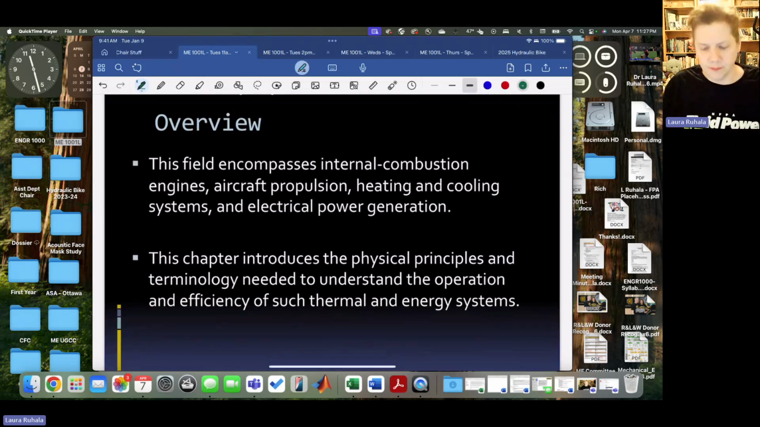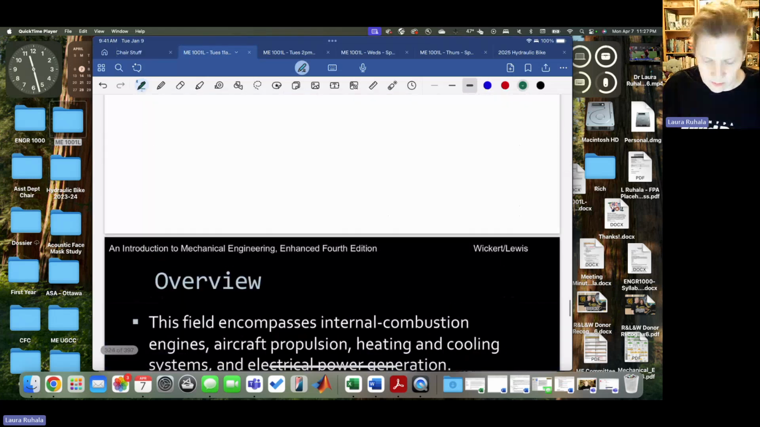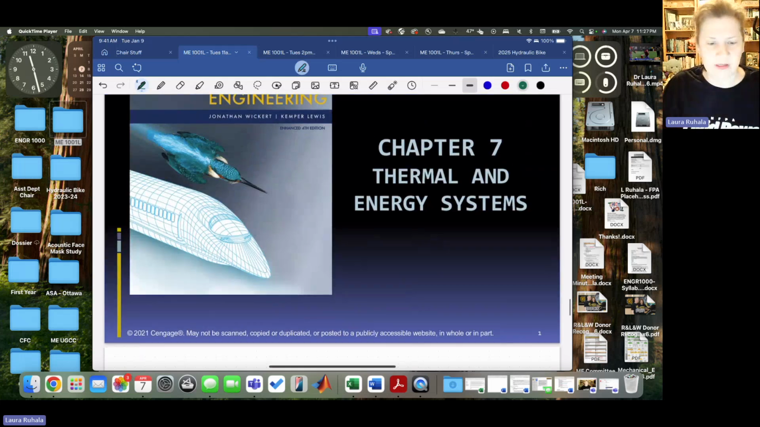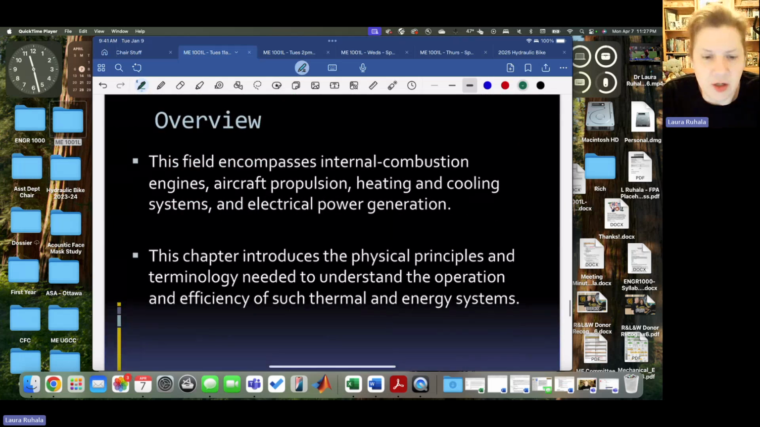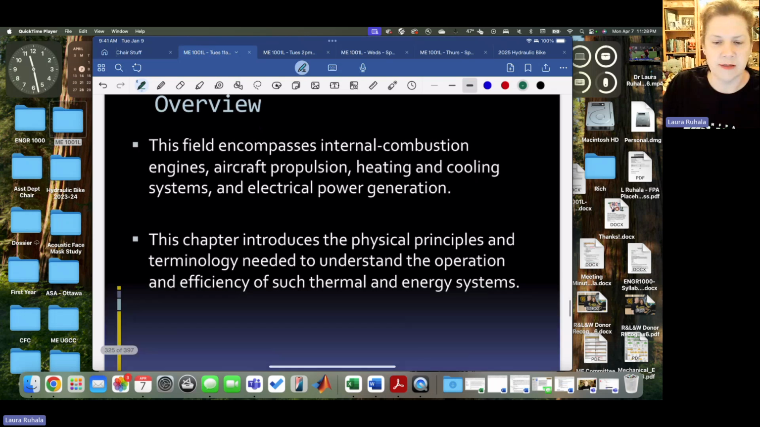So this field, thermal and energy systems, encompasses internal combustion engines, aircraft propulsion, heating and cooling systems, electrical power generation, lots of different things that are important to mechanical engineers. So this chapter is going to introduce the physical principles and terminology needed to understand the operation and efficiency of such thermal and energy systems.